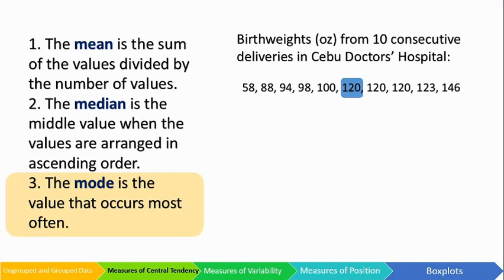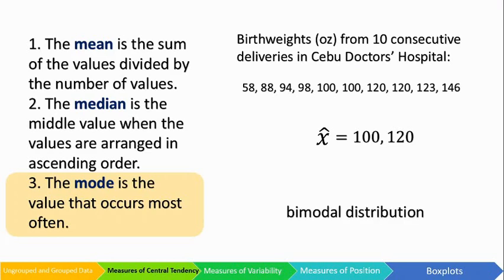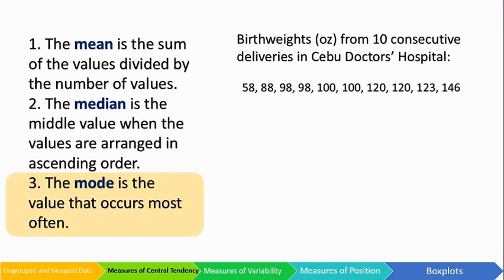But what if the 120 over here were 100? This means that we have 2 modes, the 100 and 120. And this now is a bimodal distribution. And again, what if this 94 were a 98? So this brings our mode to 98, 100, and 120, a trimodal distribution. In general, distributions that have 4 or more modes, they are collectively known as multimodal distributions.